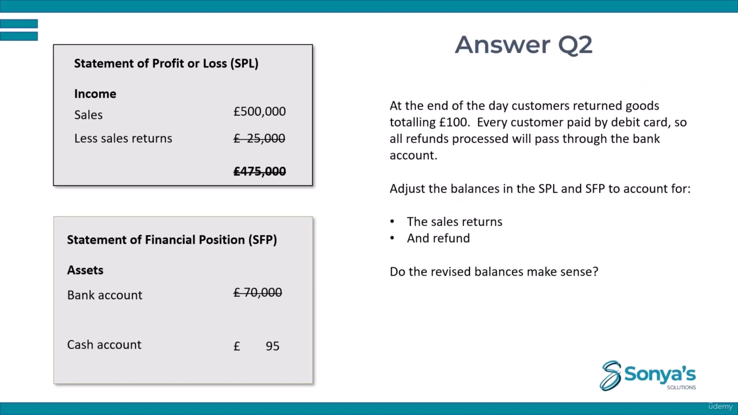The return is added to the sales returns account, giving a revised balance of £25,100. The revised total for sales is calculated as total sales less sales returns, giving us £474,900. The refunds are provided through the bank, which will reduce the bank balance to £69,900.